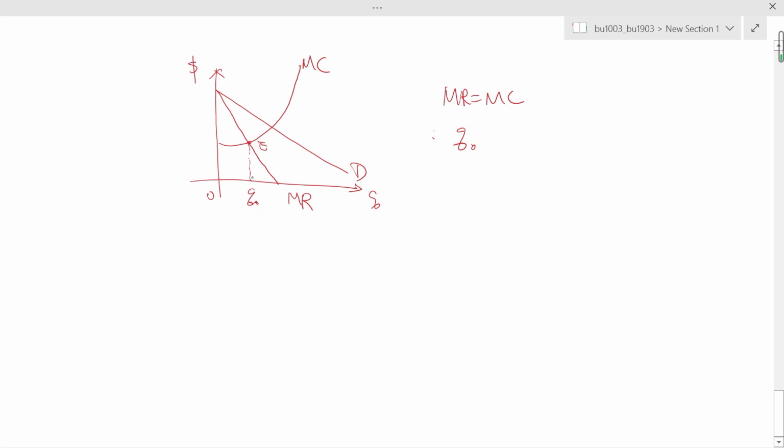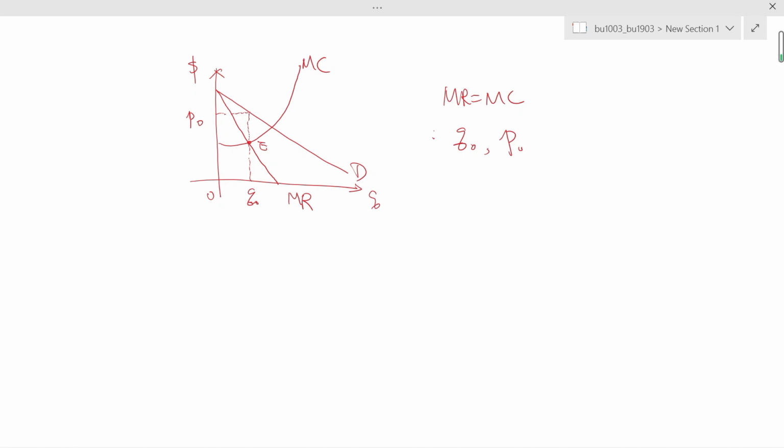Then let's go from Q0 up to the demand curve to find the price, P0. So that's how a monopoly firm decides how many units of output to produce and what price it will charge for its product.